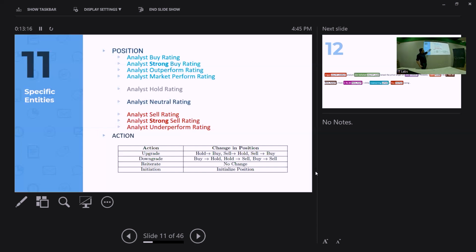And for the action, also here it's not keywords. We defined these keywords, but they use different words in the English dataset, like upgrade, downgrade, reiterate, initiation. Initiation is my first rating. Reiterate means there is no change, I stick to the previous position. Downgrade means the analyst changed the opinion from up to down. And upgrade means he changed the position from down to up, and that's it.